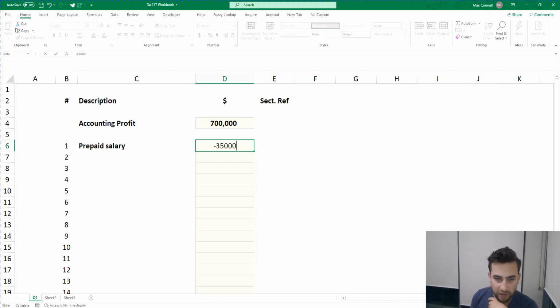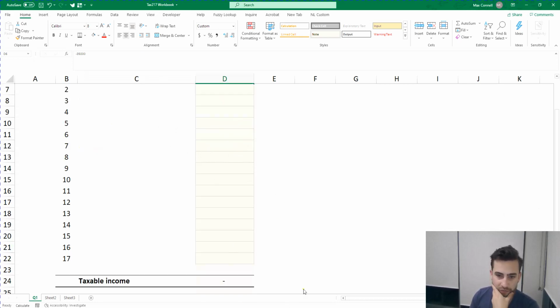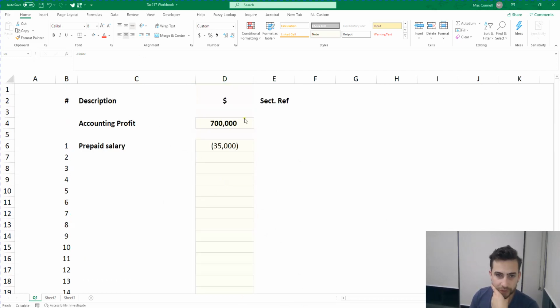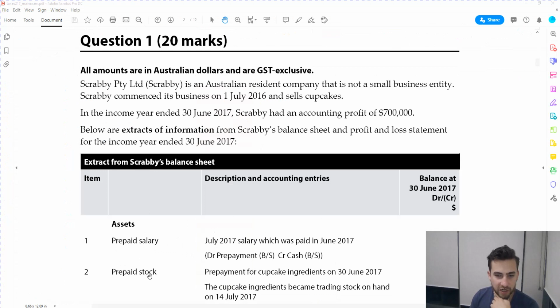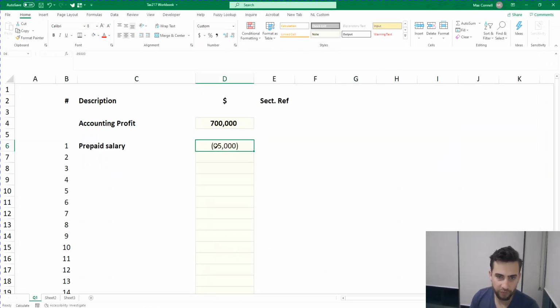Now remember, these are differences between accounting profit and taxable income. That's what we're doing. And we know it's not going to be in the accounting income because they've already put a provision for it. You can see how they've actually treated it for accounting purposes. They've actually put it to the balance sheet, not the P&L, which means that we actually do need to make that extra adjustment over here.